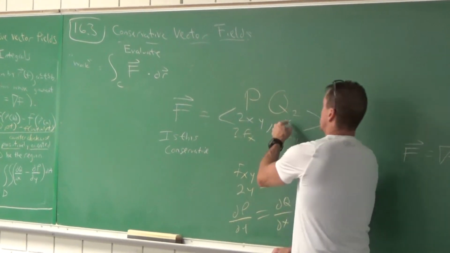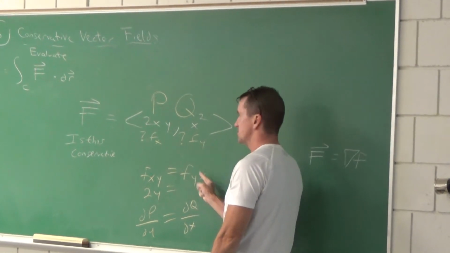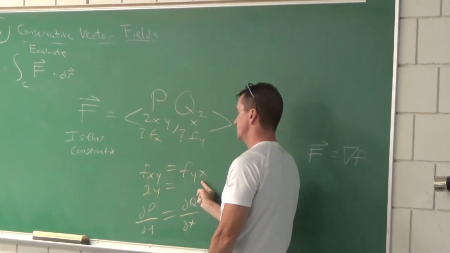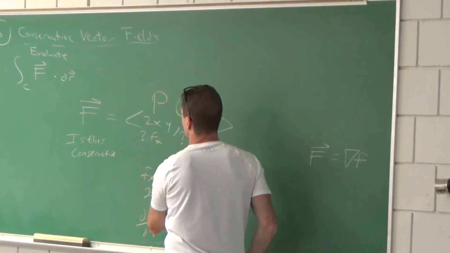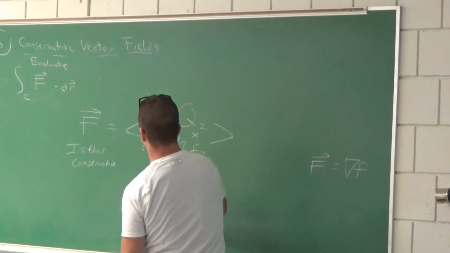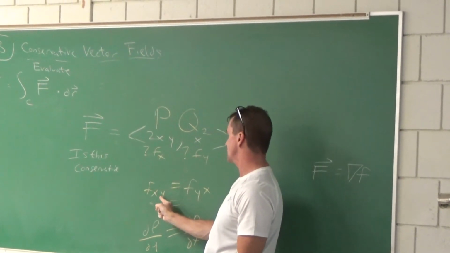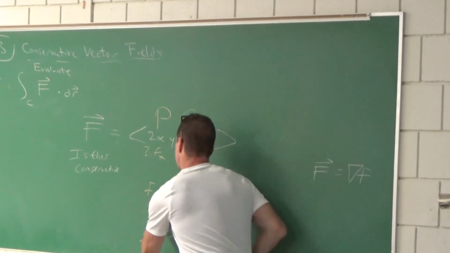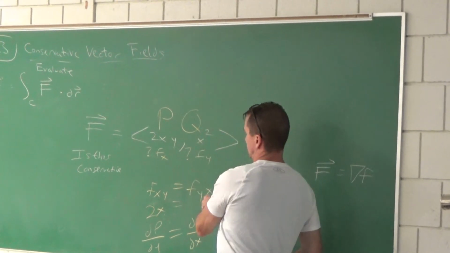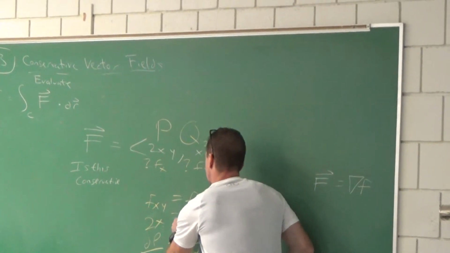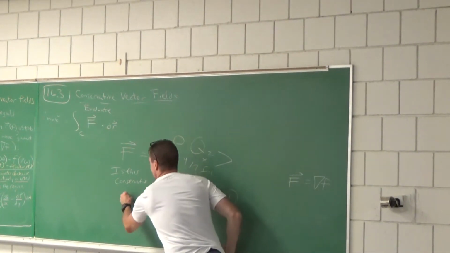2y. What's the partial of this right here with respect to the letter x? What's the derivative of that with respect to x? 2x. Look what I wrote. Let me do it again. What's the derivative of 2xy with respect to the letter y? 2x. And what's the derivative of this with respect to x? 2x. Does 2x equal 2x? Yes, it sure does. This is conservative.